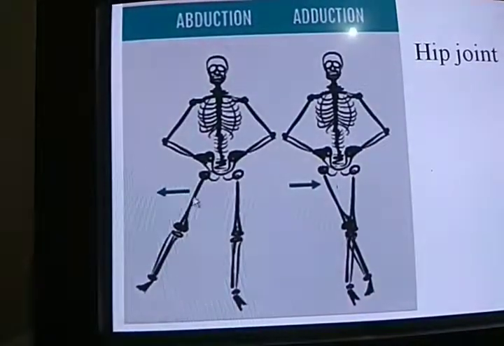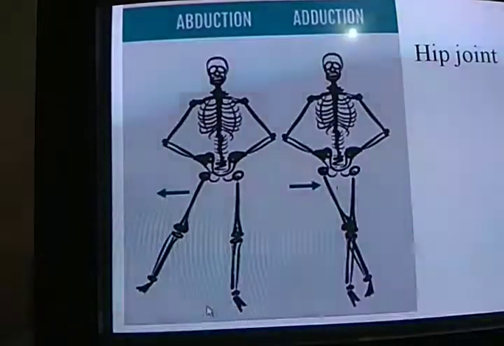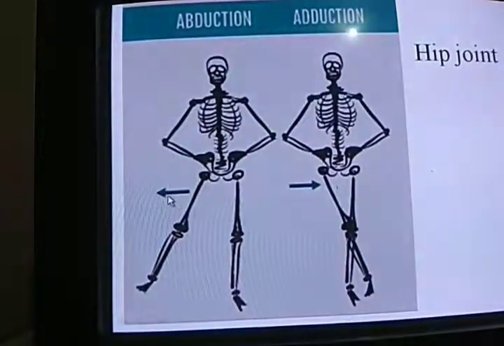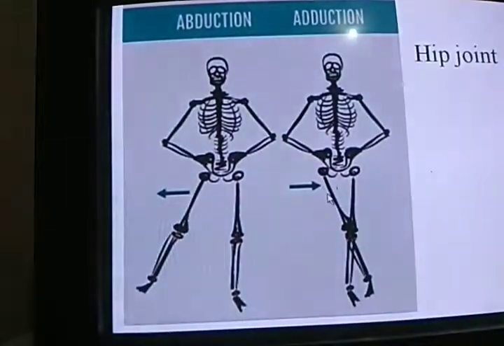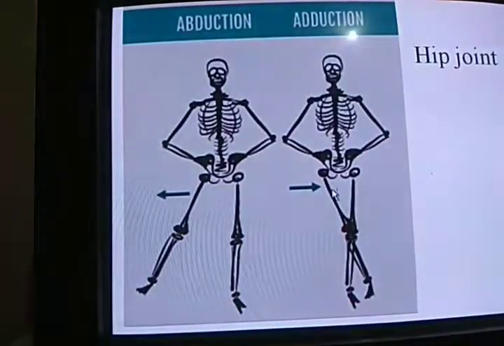For the hip joint, when the femur is moved away from the sagittal plane, this is known as abduction. When the femur is moved toward the sagittal plane, this is known as adduction.